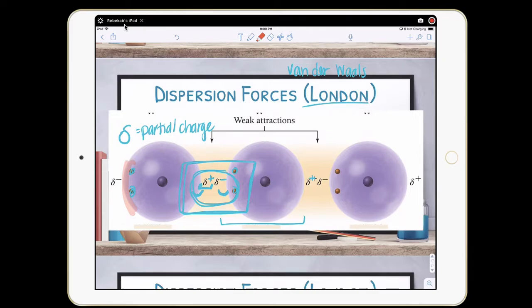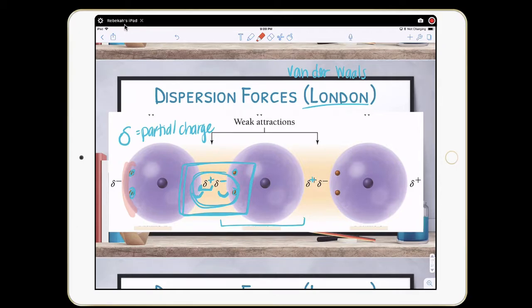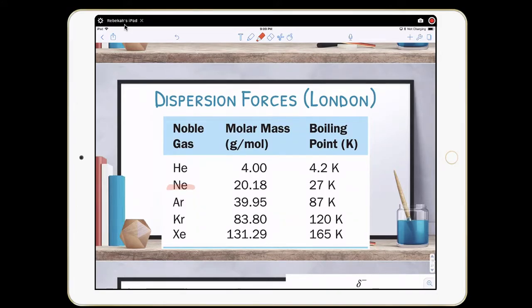But let's say I increase to neon. Now neon has 10 electrons, so now I have opportunities where I've got 3 over here, 7 over here, and 10 over here, 0 over here. I have all these different interactions, these combinations I can come up with for neon. So as I increase the size of my atom, I increase the strength of this dispersion force. So as I increase the molar mass, I can increase the strength of this dispersion force.